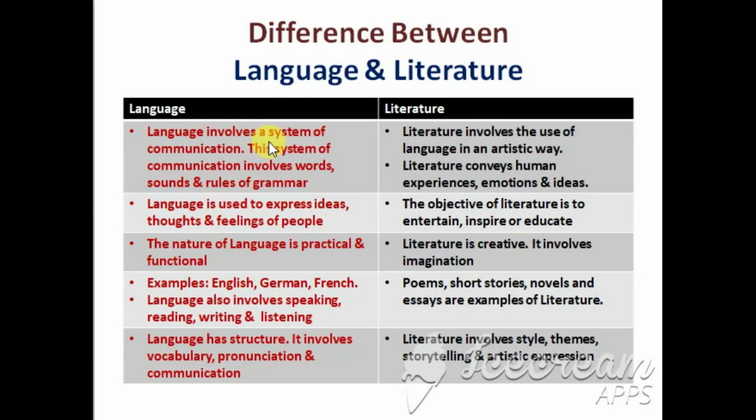Language involves a system of communication. This system of communication involves words, sounds, and rules of grammar. On the other hand, literature involves the use of language in an artistic way. Literature conveys human experiences, emotions, and ideas. Language is used to express ideas, thoughts, and feelings of people.